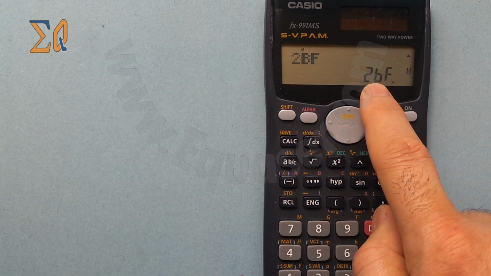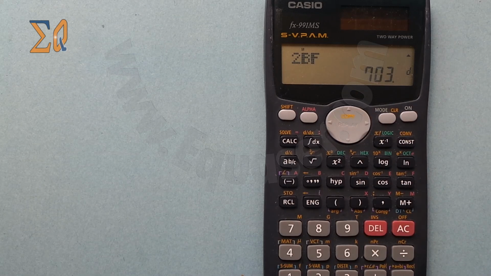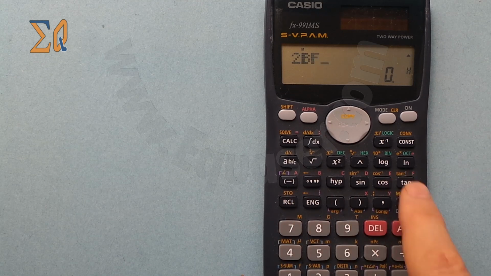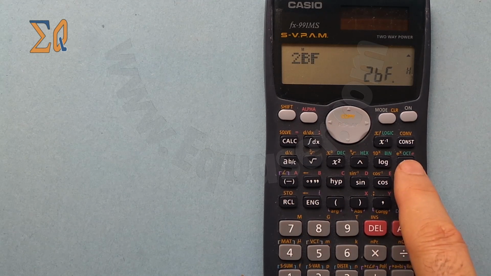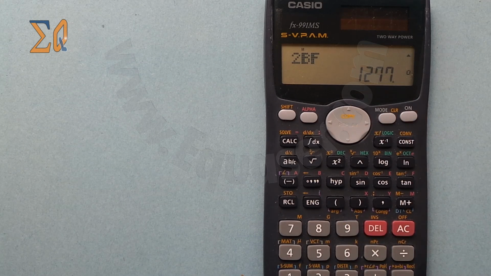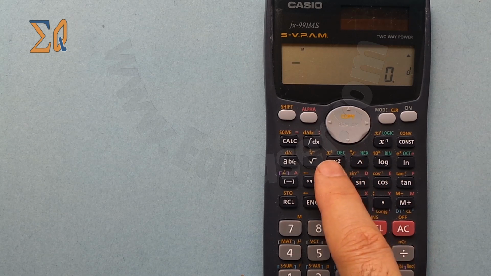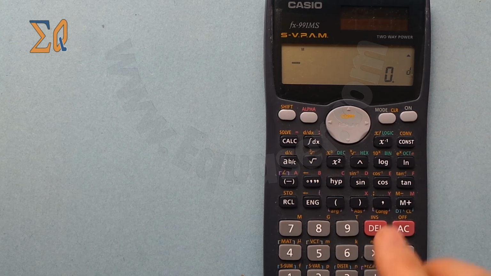Now I see 2BF in hex. Press decimal, so 703. Same way, I go back to hex, 2BF, equal sign. If you want octal, just press octal.